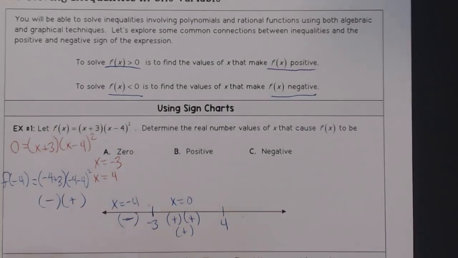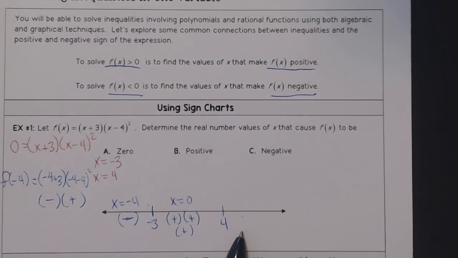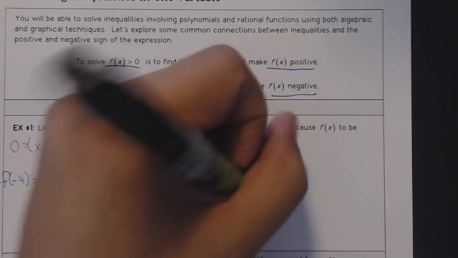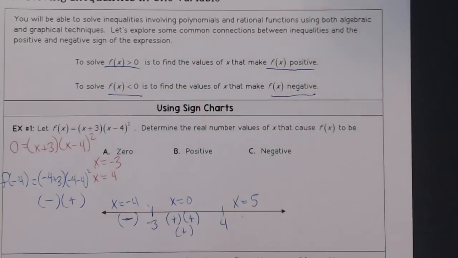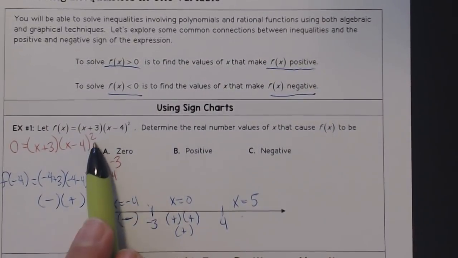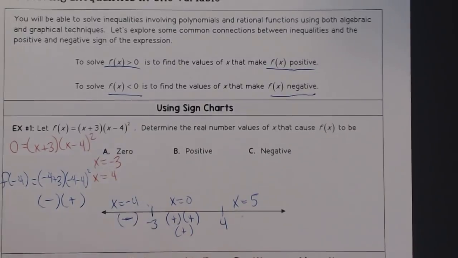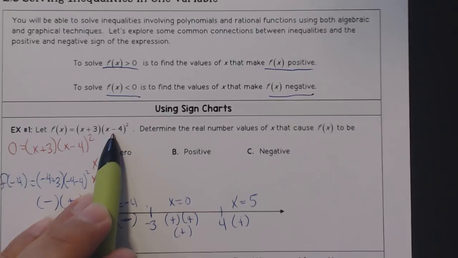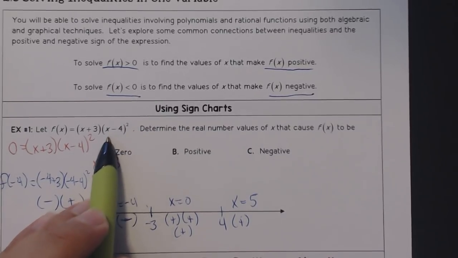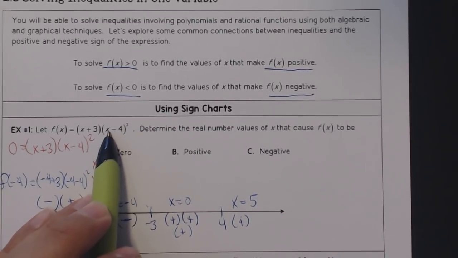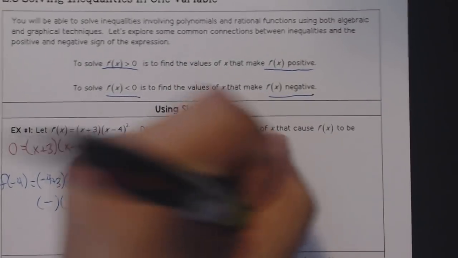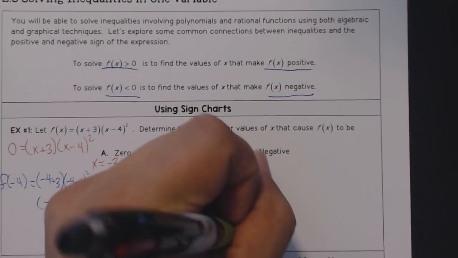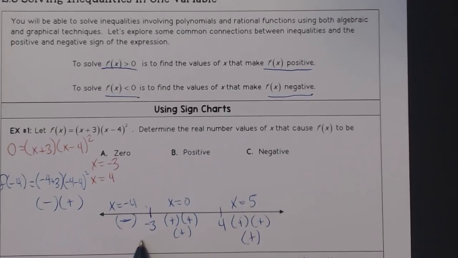Now, if we take something greater than 4, let's say x equals 5, that's the next easiest integer. We have 5 plus 3, which gives us 8, a positive. Then 5 minus 4 is 1. But like I said, because it's being squared, no matter what I plug into the parentheses, it's always going to be positive. So that's positive, and the result will be positive. We realize that anything larger than negative 3 is going to give us a positive value.